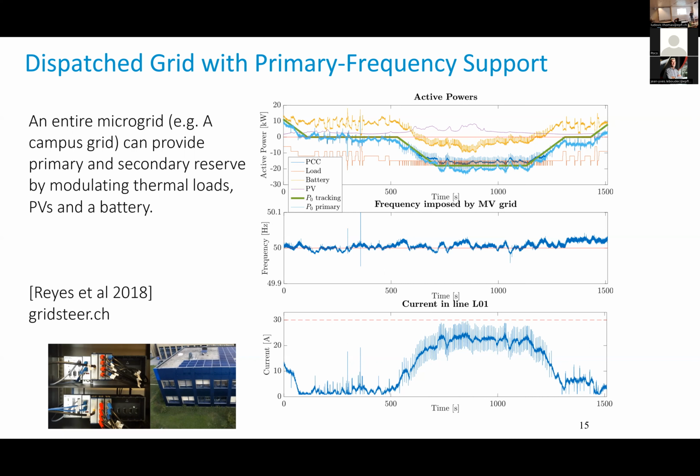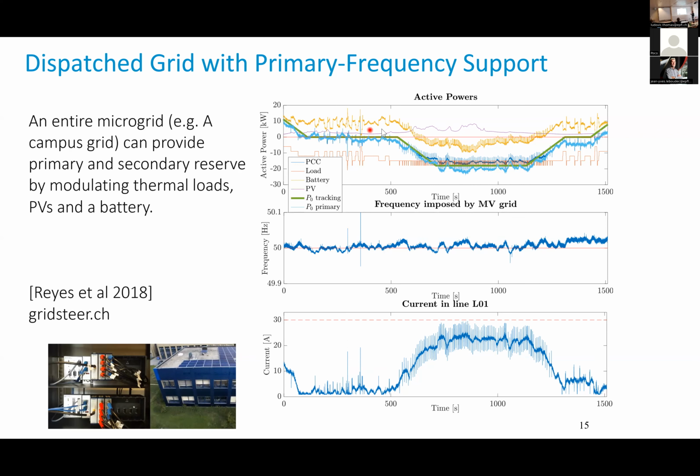Many systems have batteries. For example, if you have solar panels, the solar panels typically produce in the middle of the day, and you want to use the electricity in the evening or in the night. So many solar installations have a battery. So you can use a small fraction of the battery to provide primary frequency response. Here you see, for example, the frequency of the grid. It was measured here at EPFL.